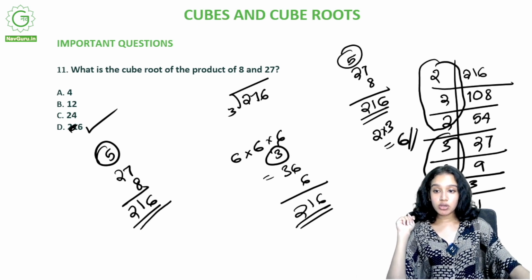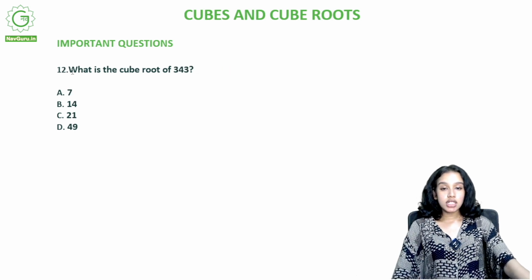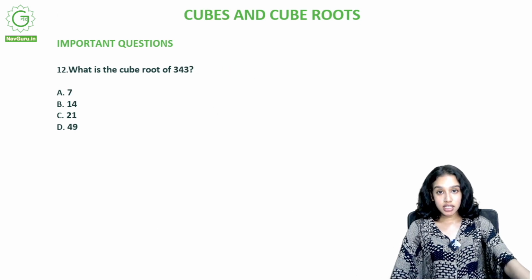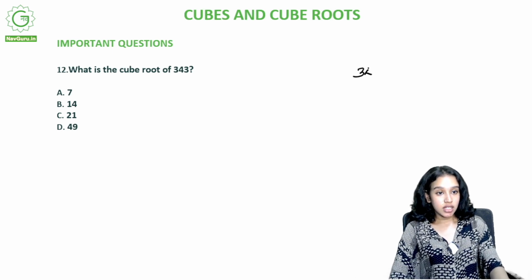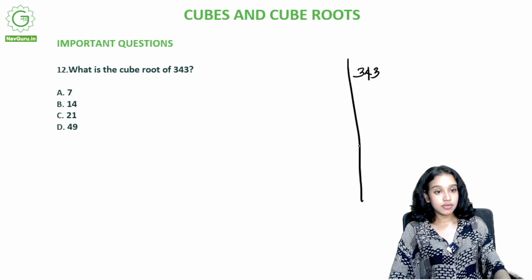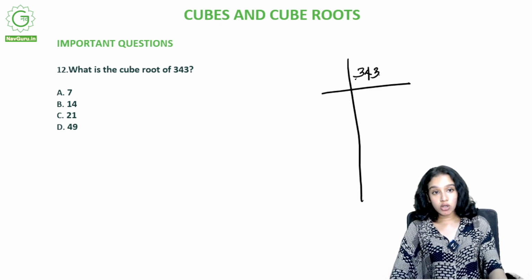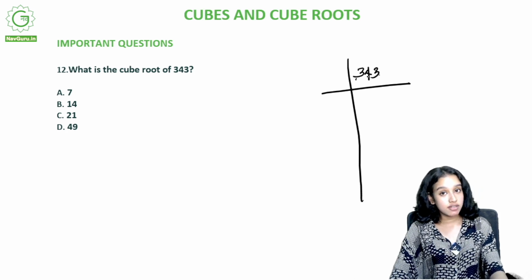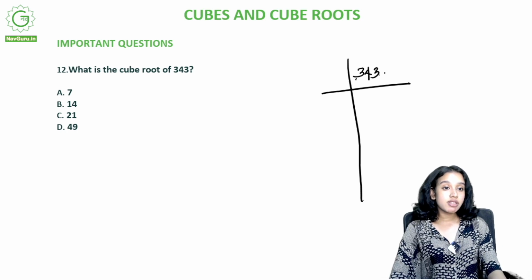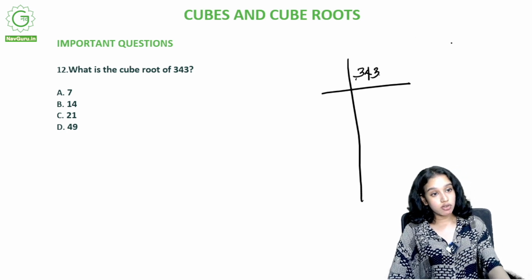Now, moving on to the next question. What is the cube root of 343? We'll do the prime factorization again. 343, is it divisible by 2? It's not. Is it divisible by 3? Let's see. 3 plus 3 is 6, 6 plus 4 is 10, it's not divisible by 3. Is it divisible by 4? No. Is it divisible by 5? No. Is it divisible by 7?